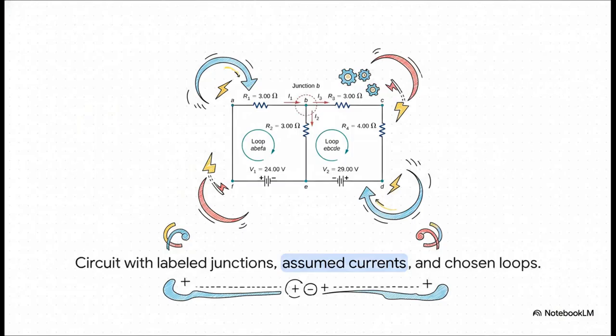Okay, here's our target. We need to find the 3 unknown currents, I1, I2, and I3. You can see we've already labeled our junctions B and E, and we've drawn arrows for our assumed current directions. We've also picked two loops to analyze, the one on the left, ABEFA, and the one on the right, EBCDE. Together, these two loops cover every single component in the circuit, which is exactly what we need.